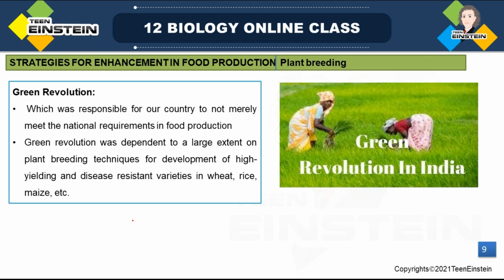Okay. So what is the green revolution? The green revolution was responsible for our country to not merely meet the national requirement in food production. The green revolution was dependent to a large extent on plant breeding techniques for the development of high yielding and disease resistant varieties in wheat, rice, and maize.